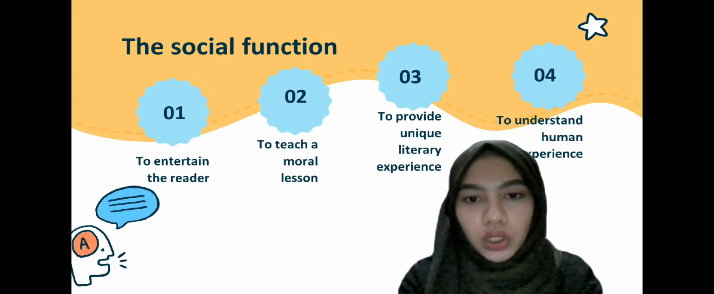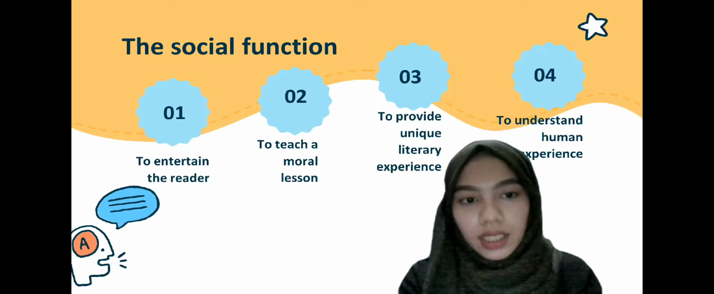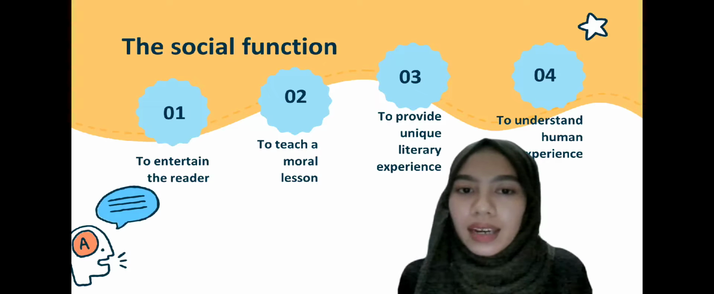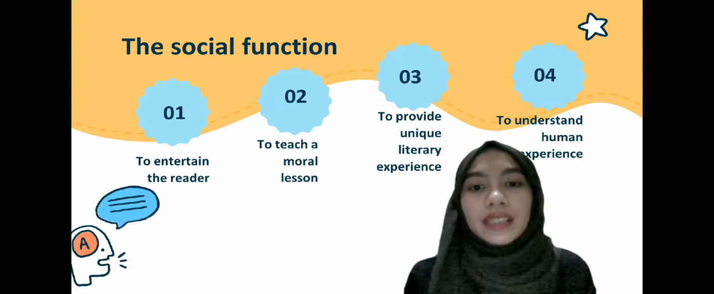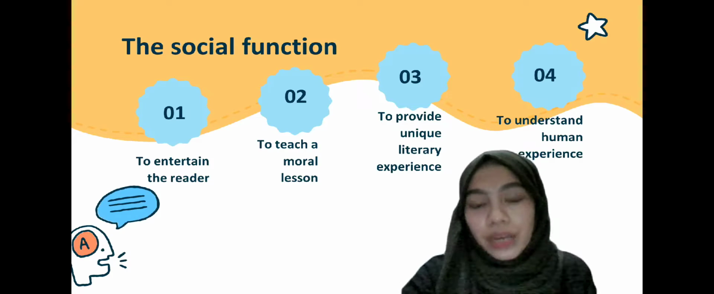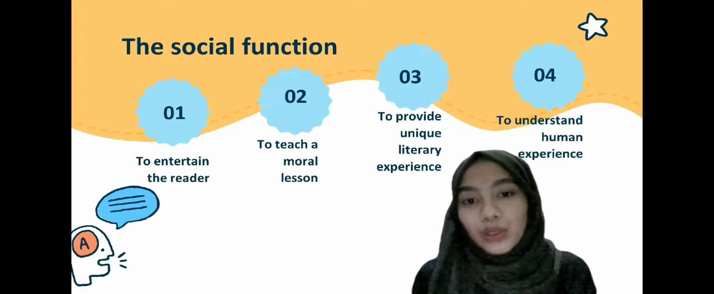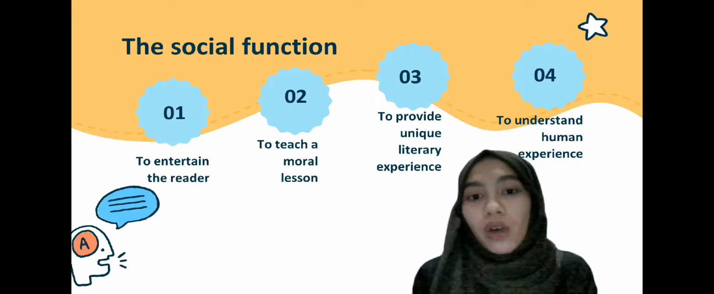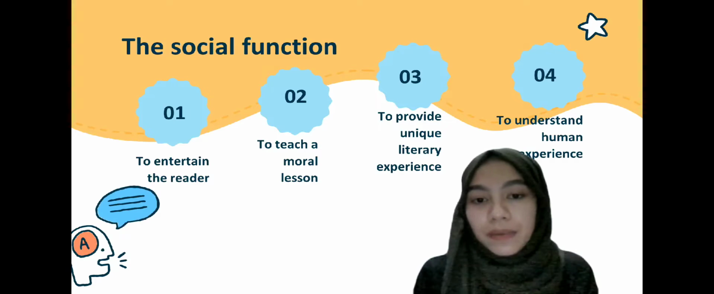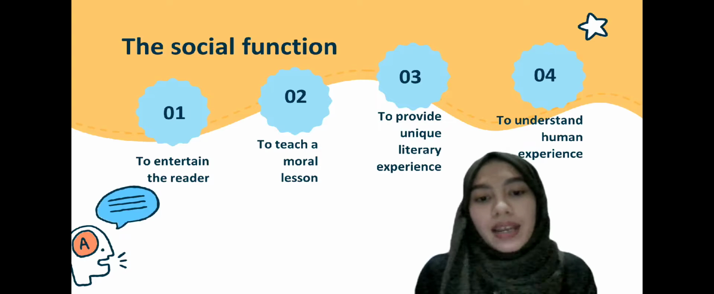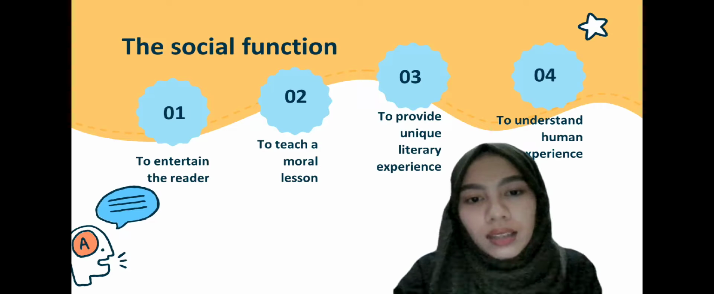So this is the social function. First is to entertain the reader. Well, when an author's purpose is to entertain the reader, they will struggle to keep things as interesting as possible. Things happen in books that are written to entertain, whether in the form of an action-packed plot, investigative characterization, or sharp dialogue.